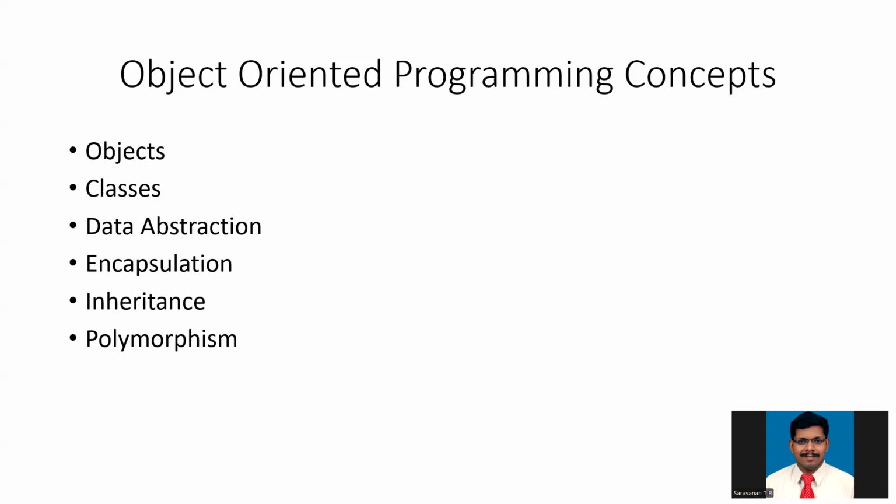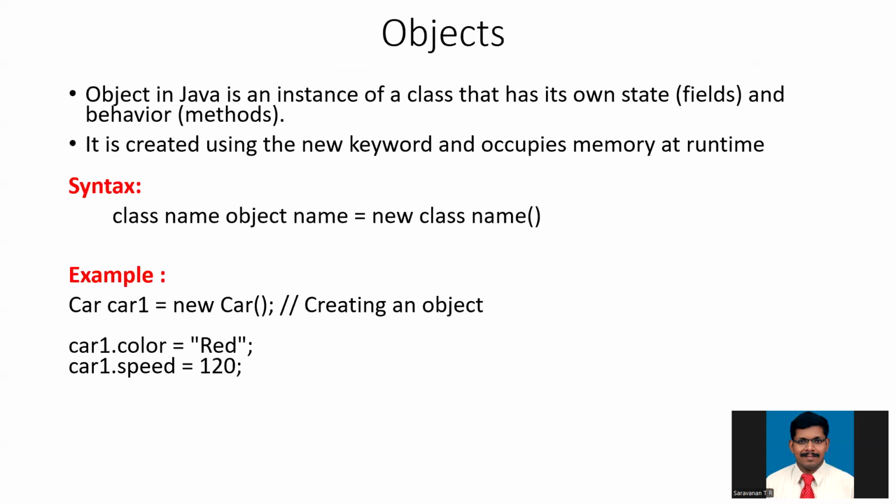Now we can say, what is an object? An object in Java is an instance of a class. It has its own state and behavior. State is nothing but a mechanism of representing as a variable. What is a variable? A variable is a container which can store some values, like 100, 200. The size we can store is based upon the data type.